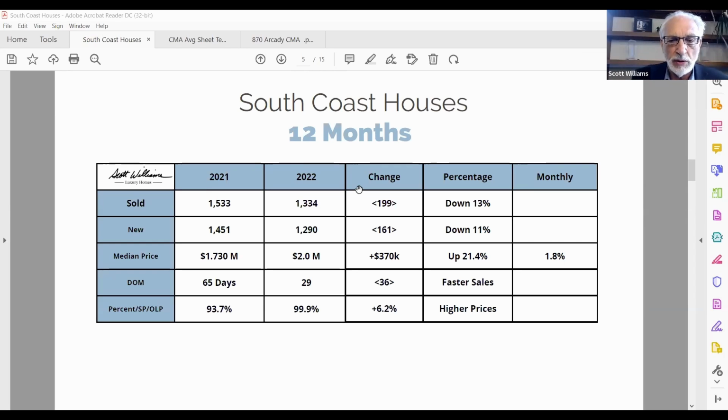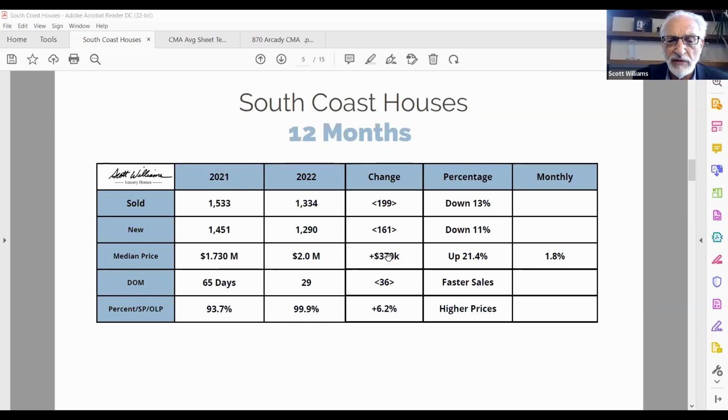So you can see here that the percentages of properties in the 12 months compared to the 12 months before are down. We're selling fewer homes. As far as new listings, they're also down. Here's the change of the price, what they're most interested in.